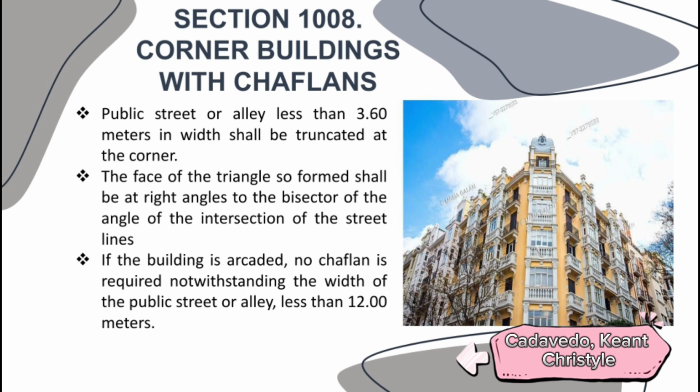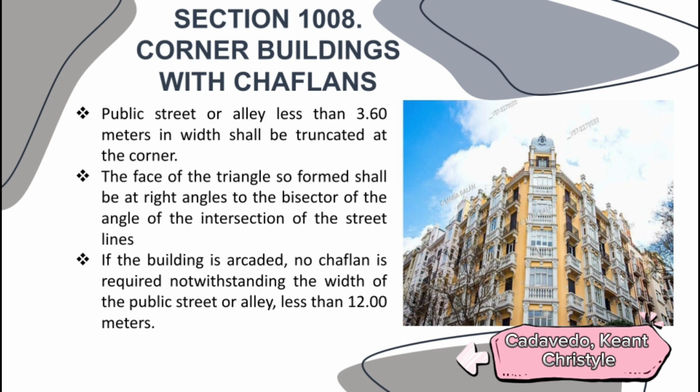And lastly, Section 1008, Corner buildings with shufflan. So, public street or alley less than 3.60 meters in width shall be truncated at the corner. The face of the triangle so formed shall be at right angles to the bisector of the angle of the intersection of the street lines. If the building is arcaded, no shufflan is required, notwithstanding the width of the public street or alley less than 12.0 meters.